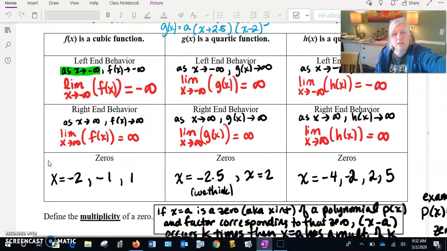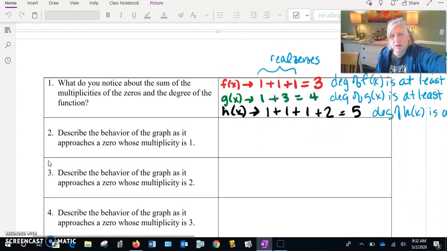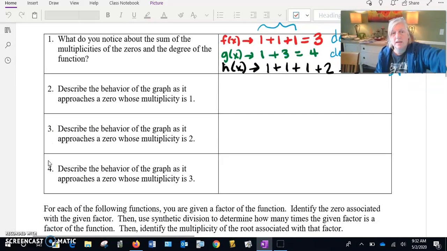So if we scroll down to this section of the graph, why don't you guys answer 2, 3, and 4 and then come back?